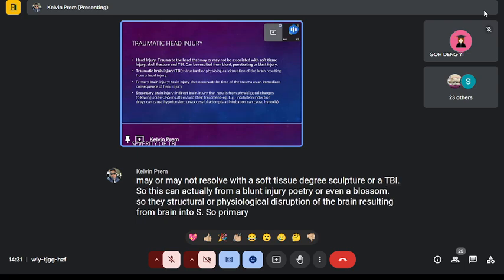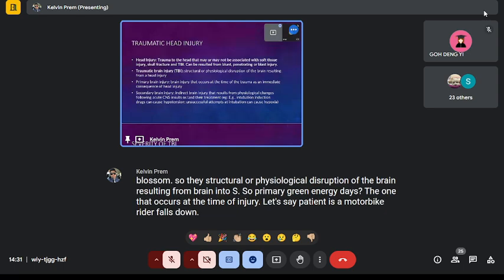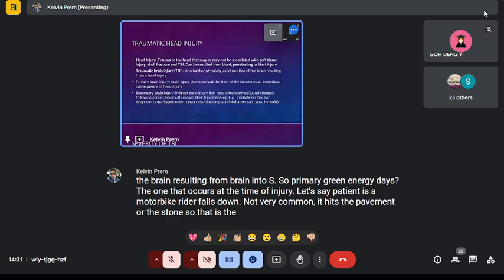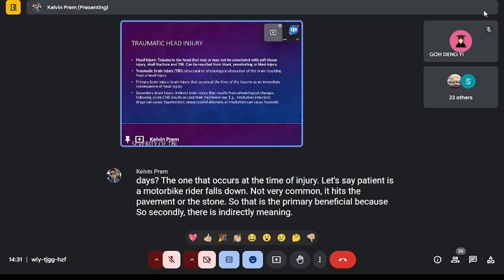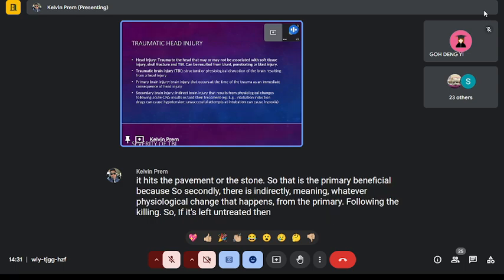Primary brain injury is the one that occurs at the time of injury. Let's say the patient is a motorbike rider, falls down, not wearing a helmet, and the head hits the pavement or a stone. That is the primary brain injury. Secondary brain injury is indirect injury, meaning whatever physiological change happens from the primary brain injury following the acute insult, and if it's left untreated, then the secondary brain insults occur.